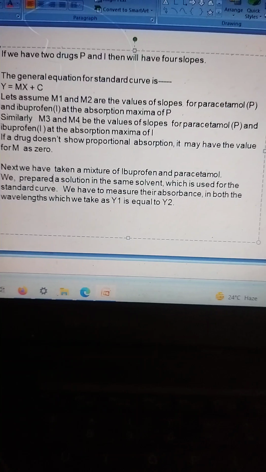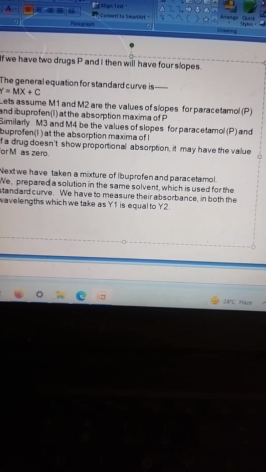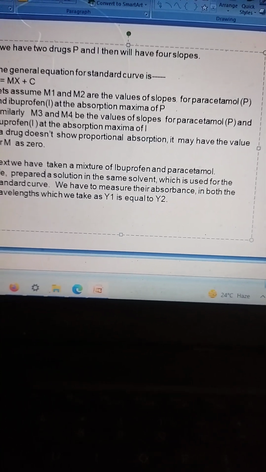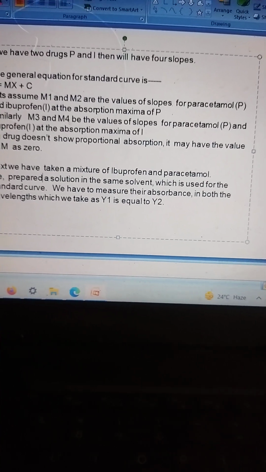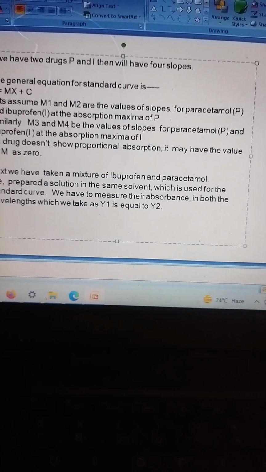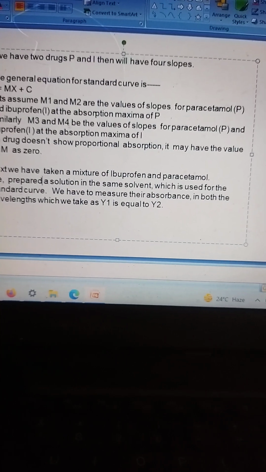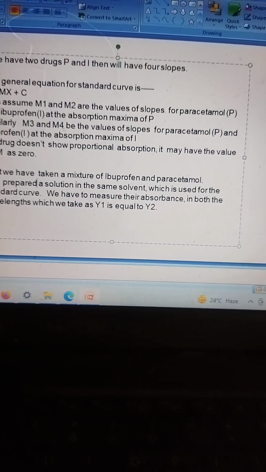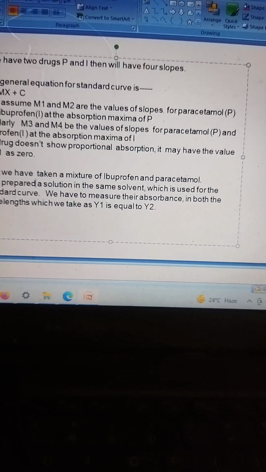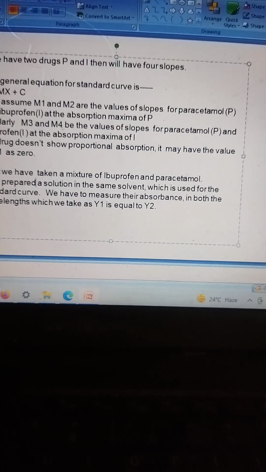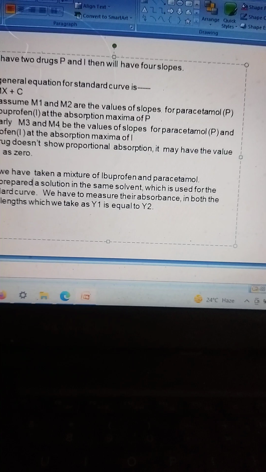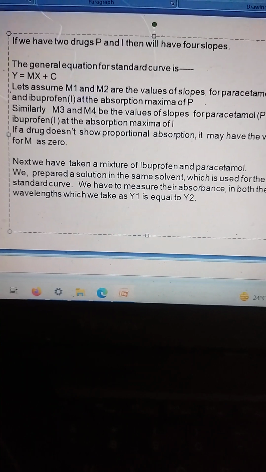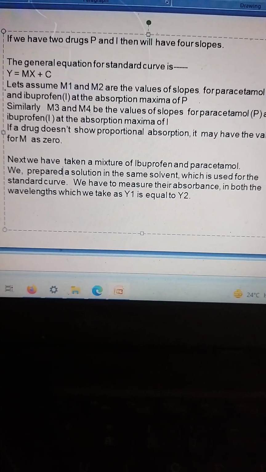So you have kept the absorption maxima, that is the wavelength, the same. Since the drugs paracetamol and ibuprofen are different entities, their values will be different because they absorb differently at that particular wavelength. So we have two standard curves, each with different slopes. They are codenamed M1 and M2. Similarly, M3 and M4 are the slopes of paracetamol and ibuprofen at the absorption maxima of I.